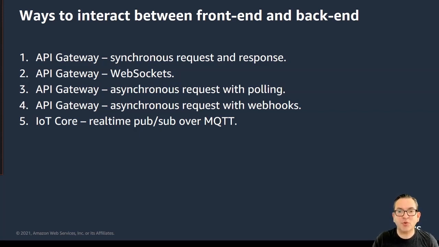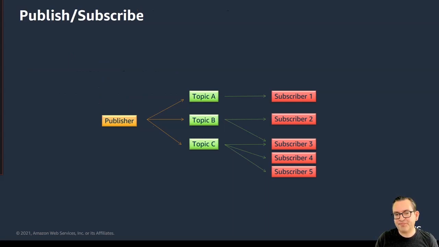And then the fifth case is what we're using in this workshop. This is using IoT Core. Under the covers, what's actually happening here is you've got a real-time publish-subscribe connection that uses MQTT. The way this works is that there's a topic that bridges the front end and the back end so that the two sides know what they're talking about. I'll explain this in a bit more detail.